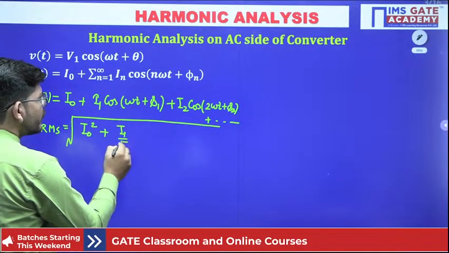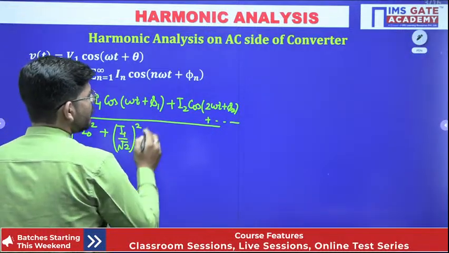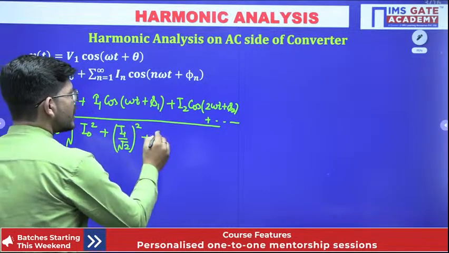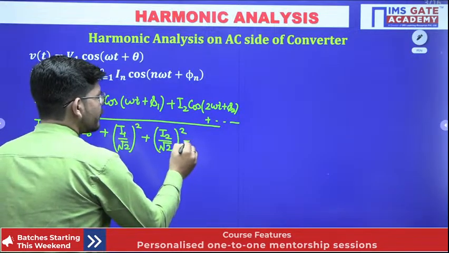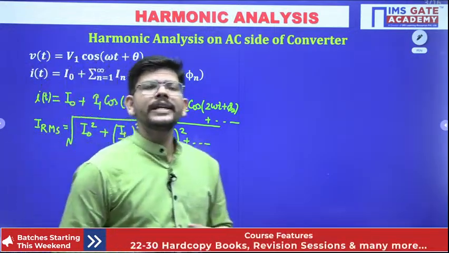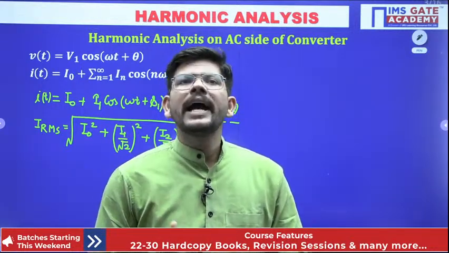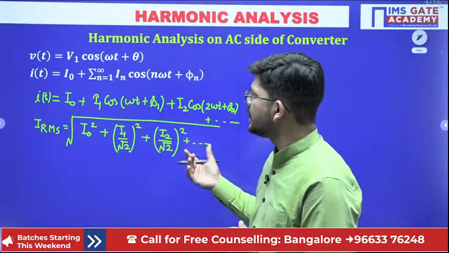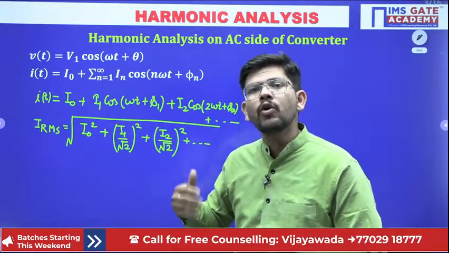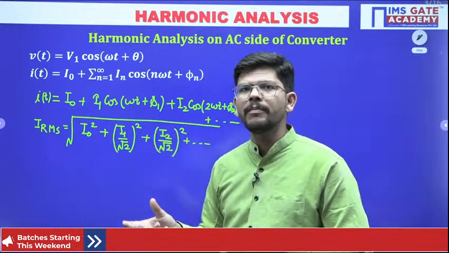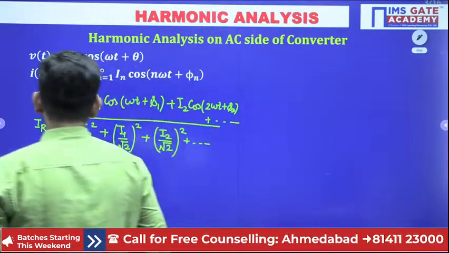So the RMS value of the fundamental component is I1 by root 2, and we will square it. The second harmonic component is also there, so its RMS value will be I2 by root 2, and we will square it. This is how we calculate the RMS values of individual components, then square and add them, and take the root of that sum. We will get the RMS value of this complete current, which has so many other frequency components apart from the fundamental present in it. This is how we are going to calculate the IRMS current.